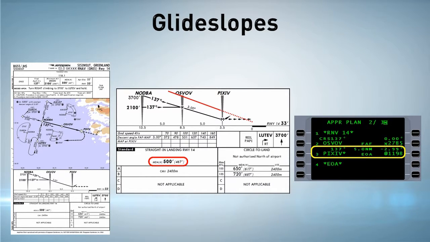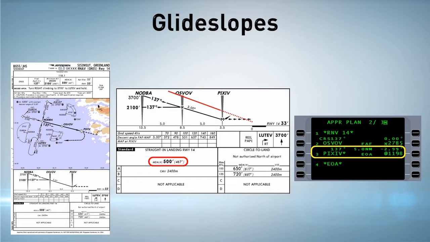As a result, the glide slope in the FMS will look like this. Note that the altitude at PIXIV is 1,198 feet, which is 698 feet above the MDA. The glide slope does not follow the intent of the state of origin. What should you do? If the weather's good, you can fly the FMS glide slope to PIXIV and then fly visually to the runway. But if the weather is bad and you need to get down to minimums, you will need to deviate from the glide slope and fly below it.